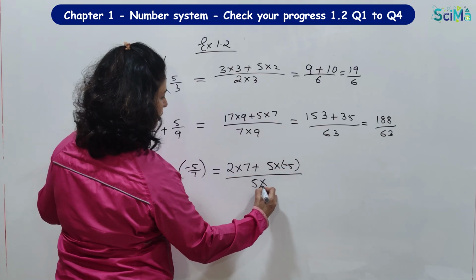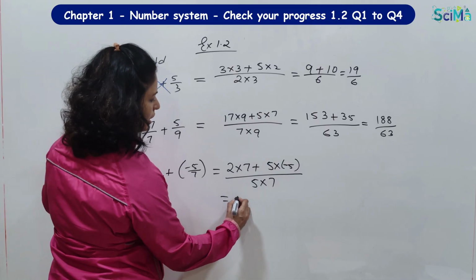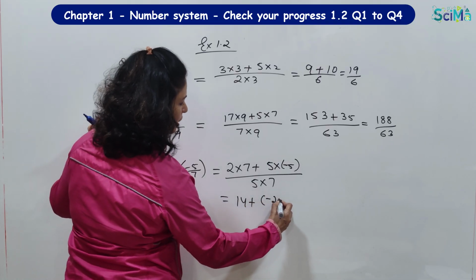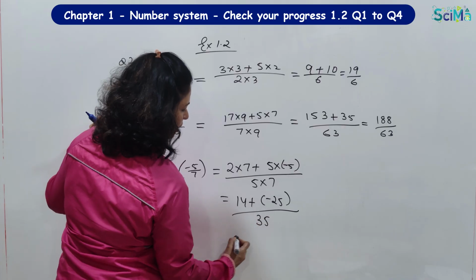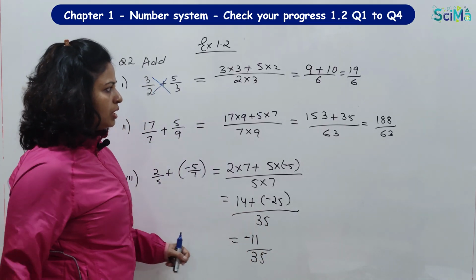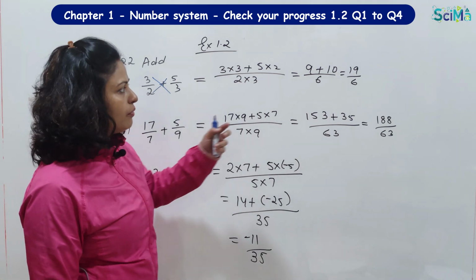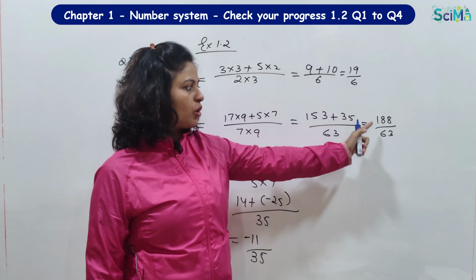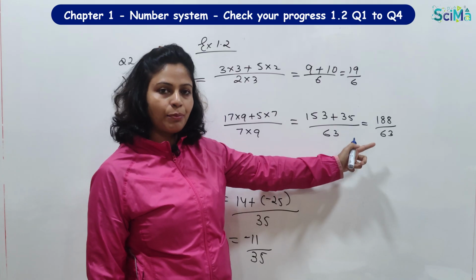Third question also: 2 into 7 plus 5 into minus 5 and denominator 5 into 7. So here we get 14 plus minus 25 by 35. So we get minus 11 by 35. In all the three cases, if you see, we are not able to reduce it to lower terms because they don't have anything common except 1.